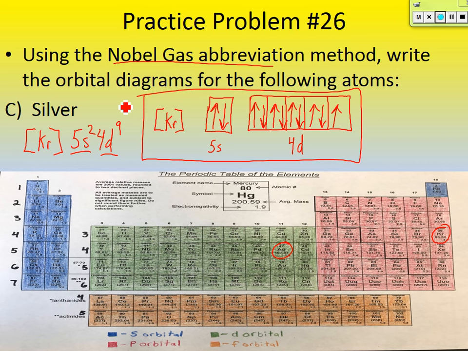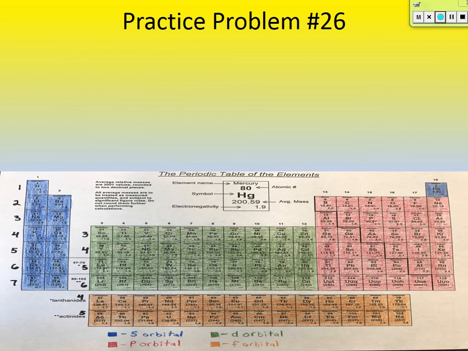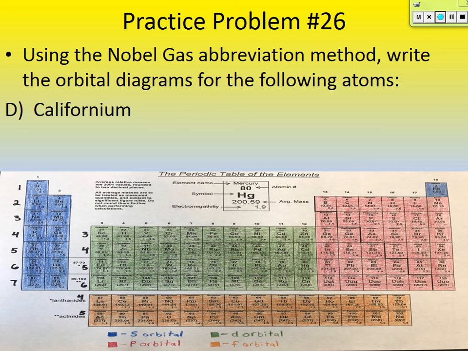Have we done one with an F orbital in it? Not yet, but we're going to right now. That's right. Let's try it. Okay. Thanks, Jagger. So let's do one with an F orbital in it. Californium. Okay? Let's do this one together.